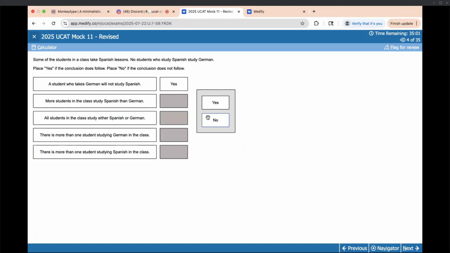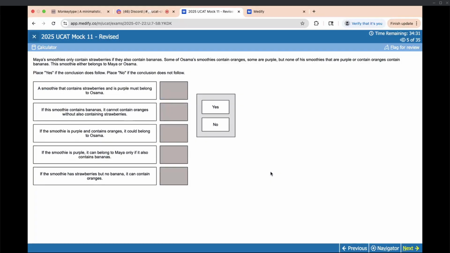The Spanish, okay, that's true. Most students study, we don't know how much study each language, so we don't know. All students, no, it doesn't. You don't have to study either one. We don't know. No, because this one says there must be at least one since someone's studying both. But yes.